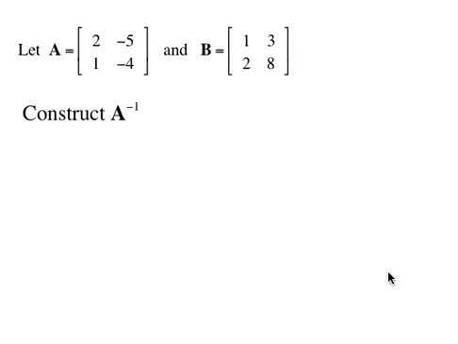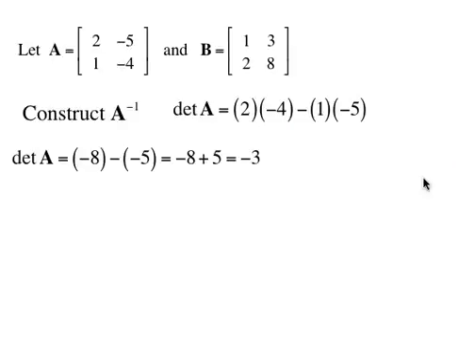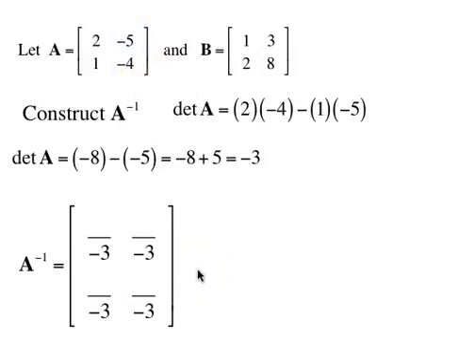Next up, we have matrix A. We want to construct A inverse. So what do we do first? We look at the determinant. 2 times -4 minus 1 times -5. So that's -8 plus 5, which will give us -3. So the denominator for A inverse for all four pieces will be -3. That's what we start with.